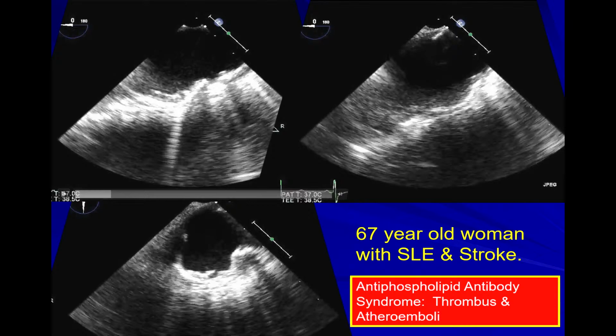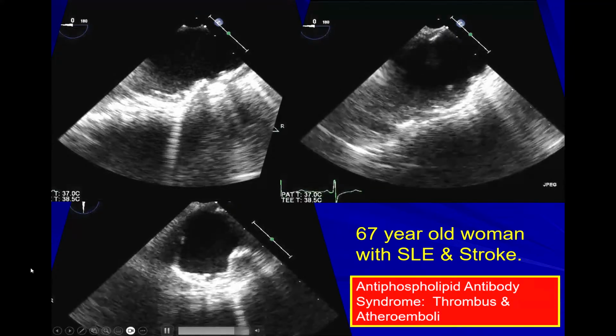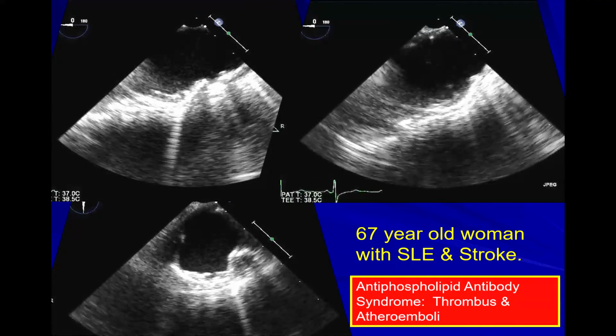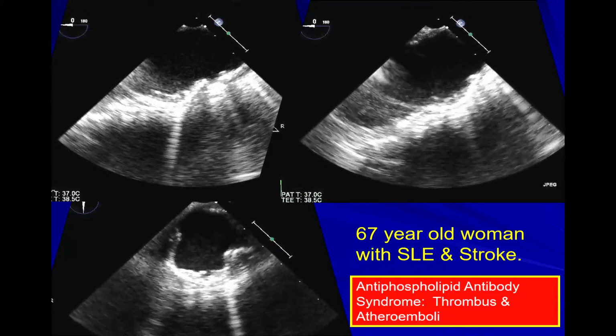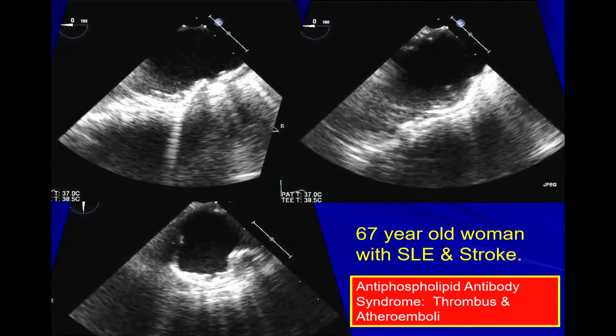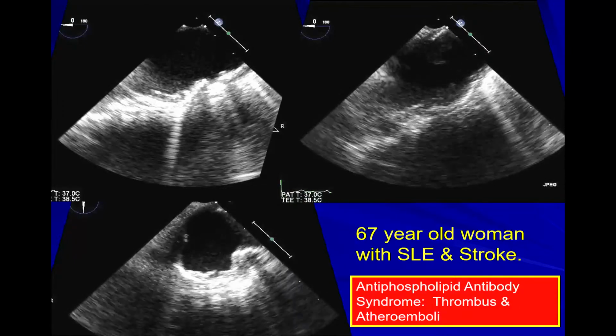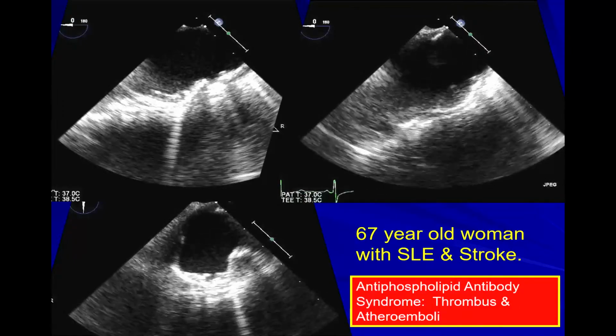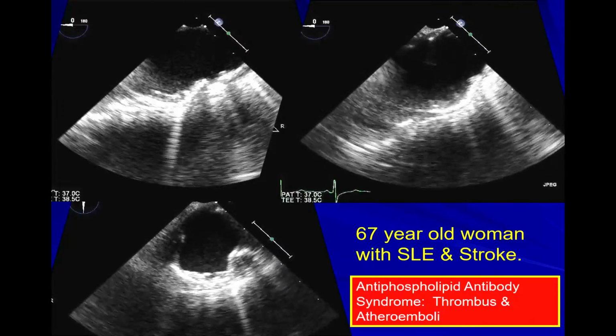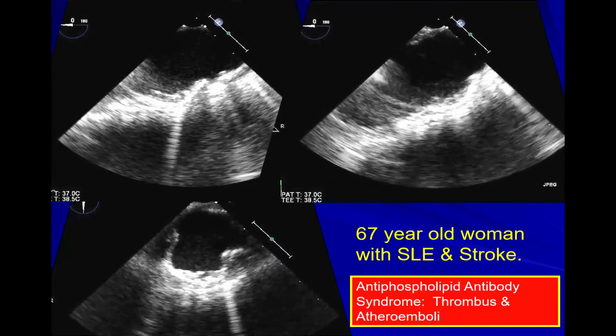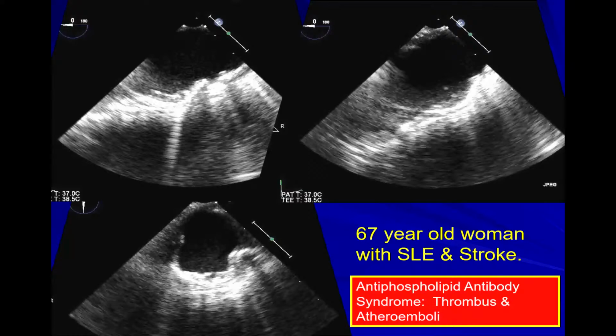So here we go. This is her ascending aorta. You see a lot of atherosclerosis, and also in the bottom hand panel, you see an ulcerated plaque with mobile components. So this lady unfortunately went to surgery, because this is a classic presentation of somebody with antiphospholipid antibody syndrome with clots all over the place.